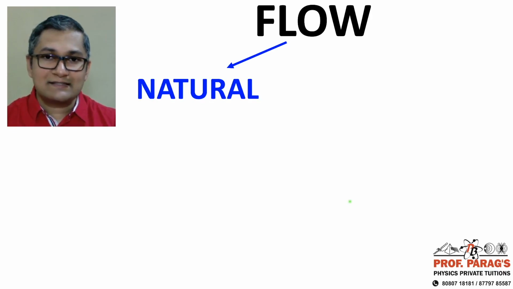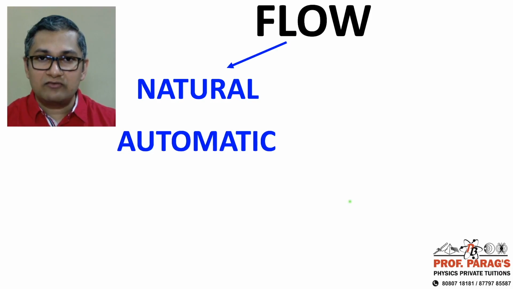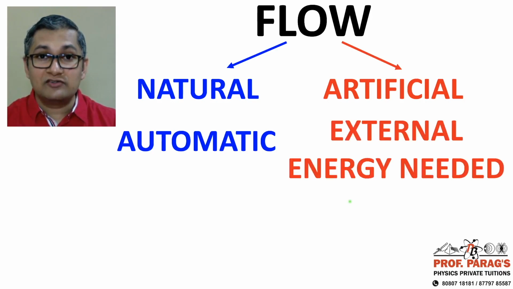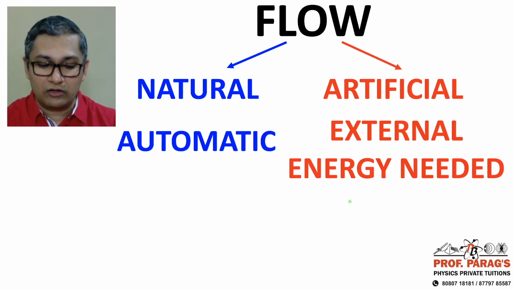So these examples, if I analyze them in detail, I can categorize flow into two types. First I can say is a natural flow. What's a natural flow? Natural flow is supposed to be automatic. It happens on its own. I don't need to do anything. I just have to give it an opportunity. Versus the second category I can say is artificial flow. That means it's not going to happen on its own. It's not automatic. It's artificial. That means some external energy has to be supplied. It's needed, without which this flow will not happen.